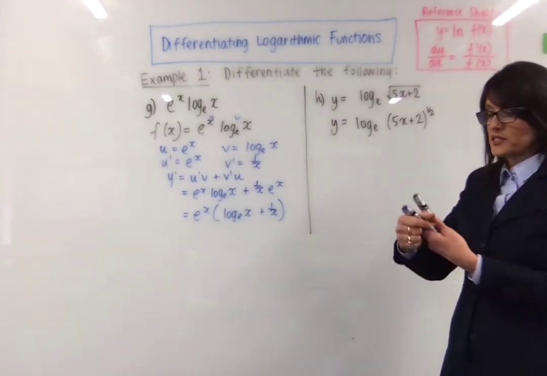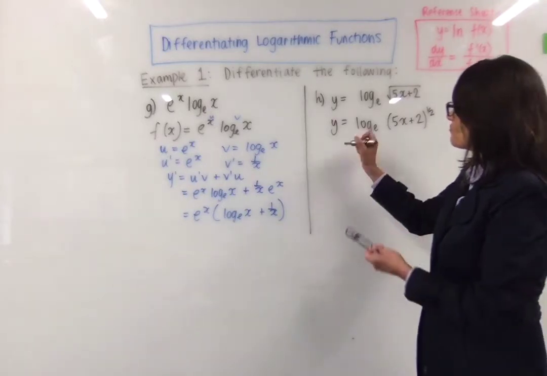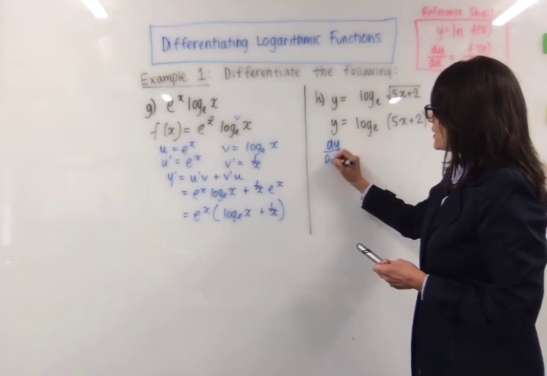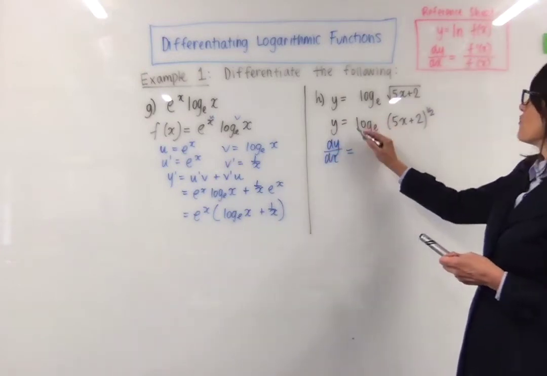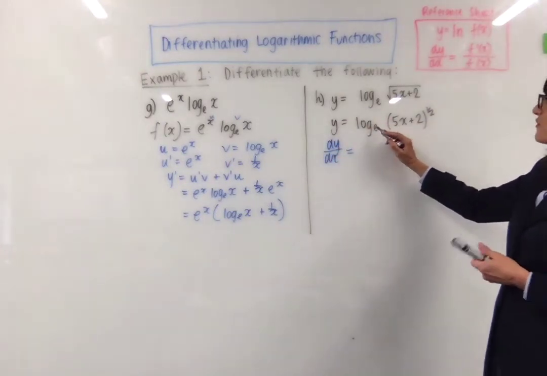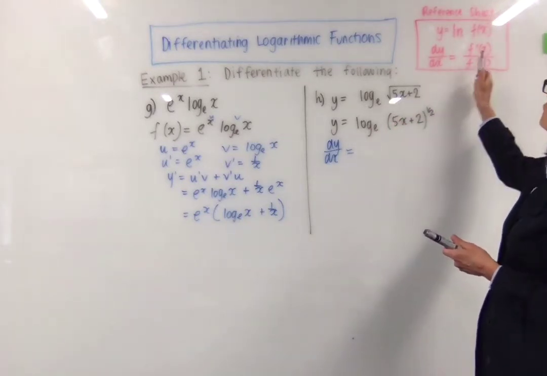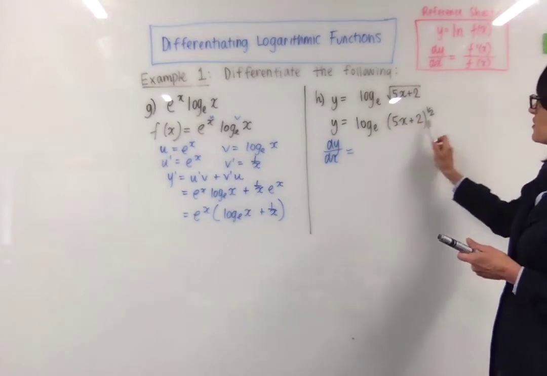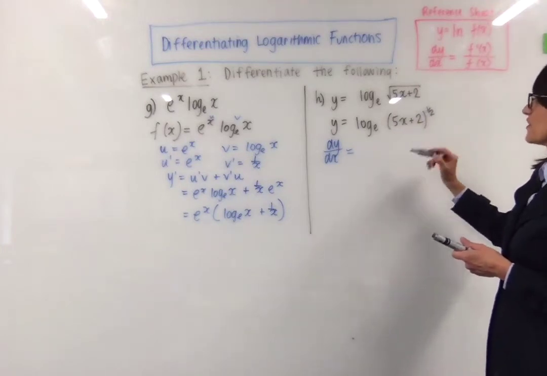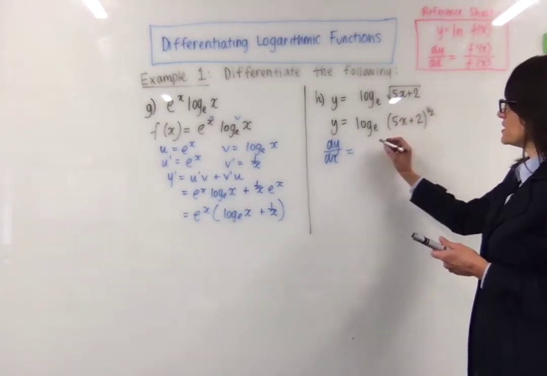Now we can go ahead and differentiate. So we'll use dy by dx notation. And remember, when we're going to differentiate, it's the log of this function. So that result, remember, is the derivative of the function over the function. So let's differentiate this function.